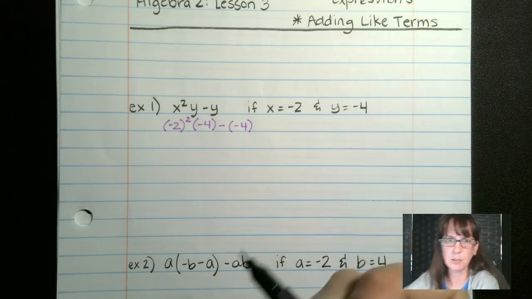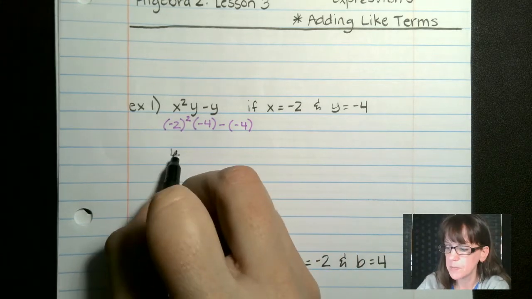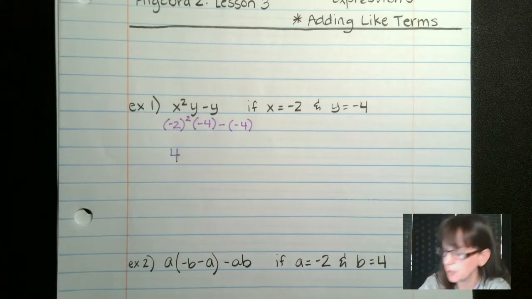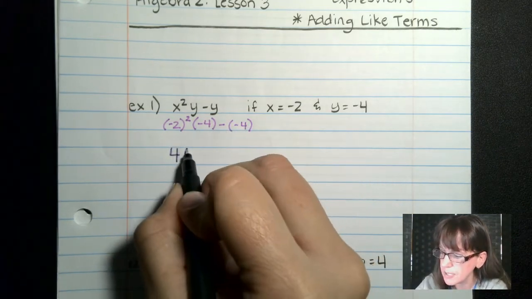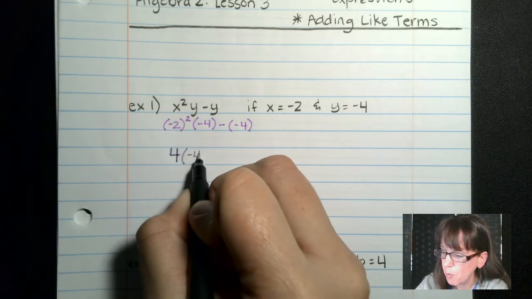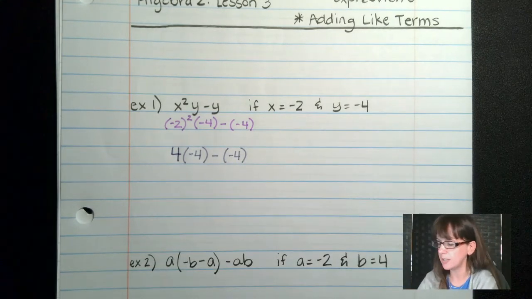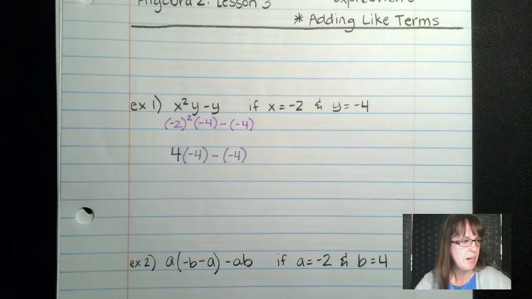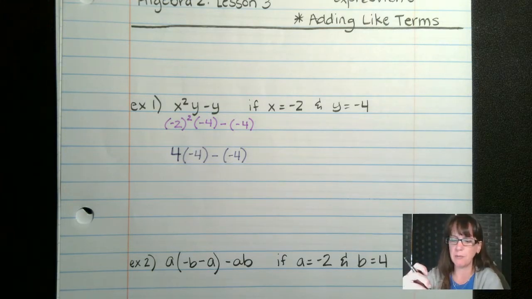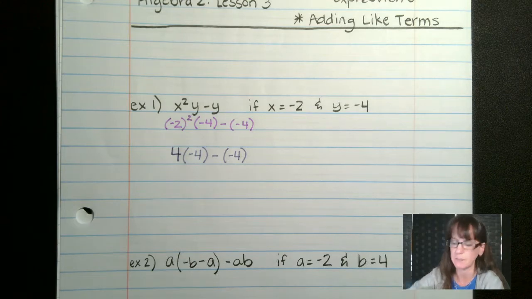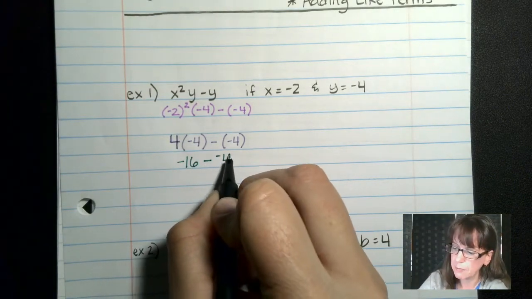All right, quantity -2 squared is +4. So we have positive 4 times -4 minus -4. Okay, so we're going to take a look at this and see what we've got. We can do first 4 times -4, which is going to be -16. So we have -16 minus -4.